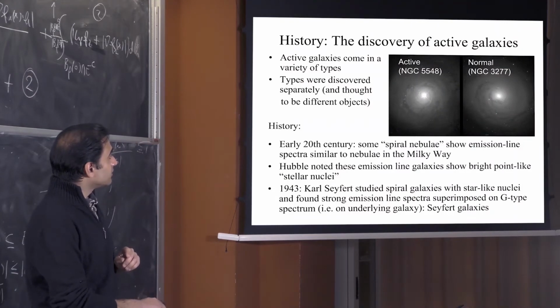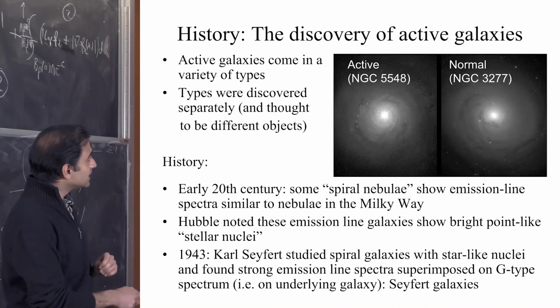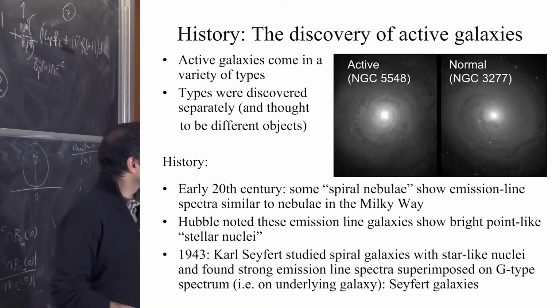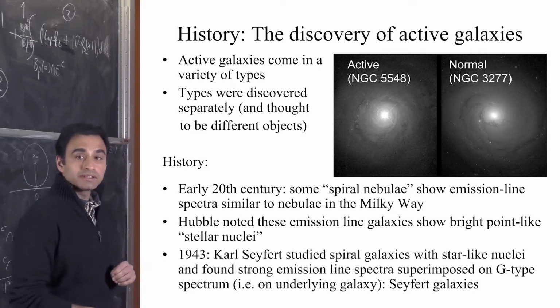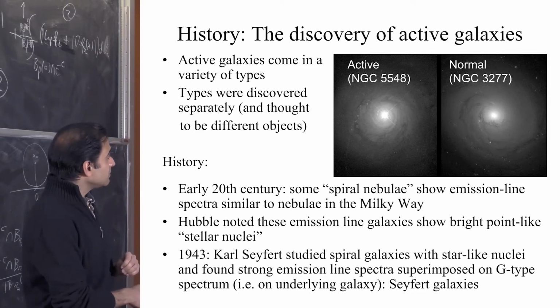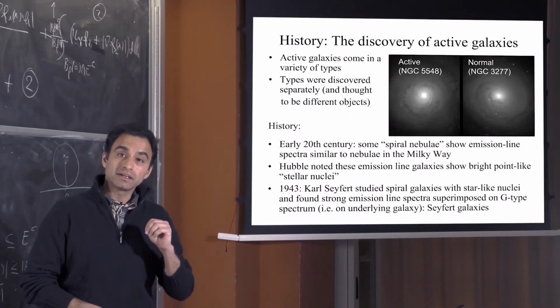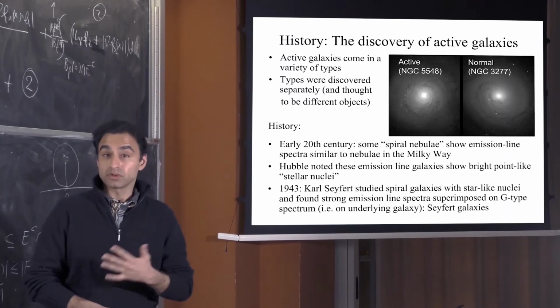Over here, you see a comparison of a normal galaxy, but you can see that these two galaxies are not truly identical. On the left-hand side, you can see that towards the center, there is a bright spot that is absent in the right-hand side. So we label the galaxy on the left as an active galactic nucleus galaxy, and this one, we label it as a normal galaxy.